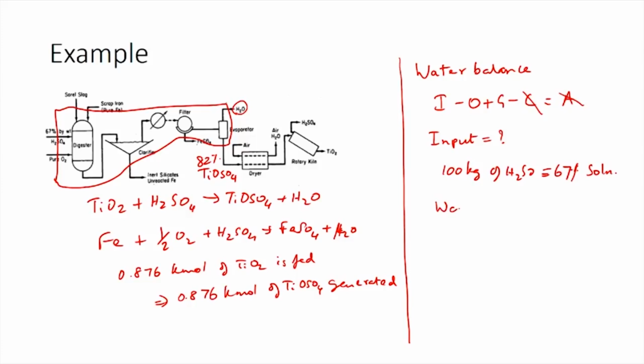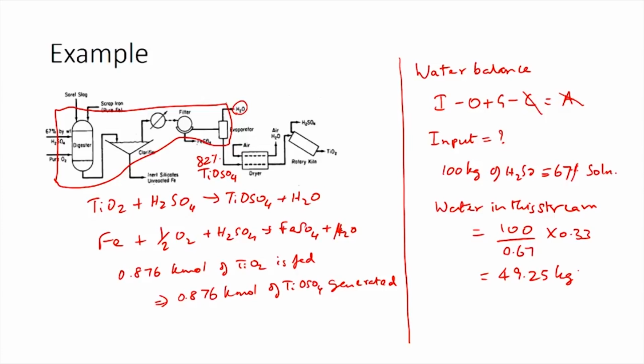So, water in this stream would be 100 divided by 0.67 times 0.33. So, this gives you a value of 49.25 kilograms. So, 49.25 kilograms of water is fed through the H2SO4 stream.